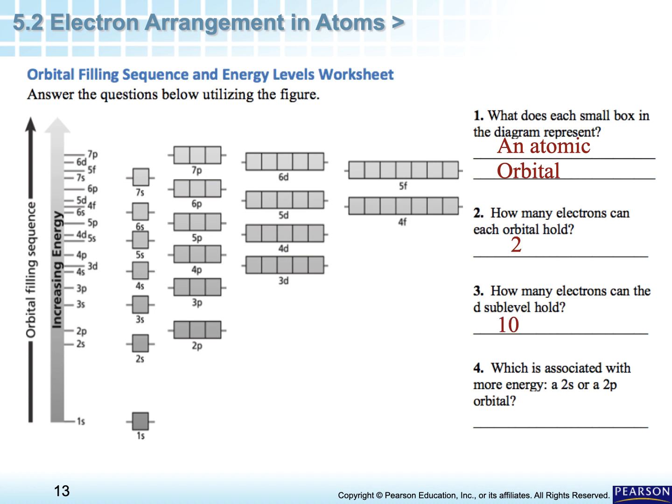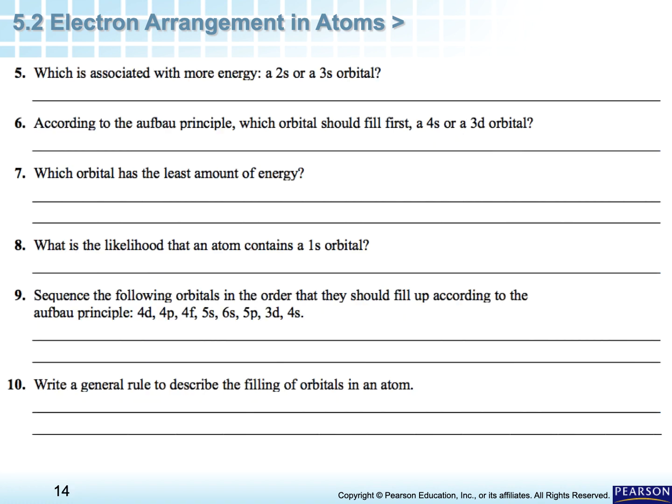Now, number 4, which is associated with more energy, 2s or 2p? So I look at my increasing energy. What is higher, 2s or 2p? So I look over there and I see that 2p is higher, so 2p is the one that has more energy. Now, to do 5 through 10, I'm not going to have the diagram, but you can look at yours. Which is associated with more energy, 2s or 3s? So I look along the side and I see that 3s is higher, so 3s is more energy.